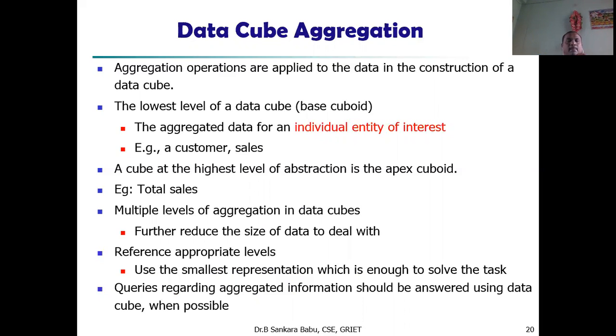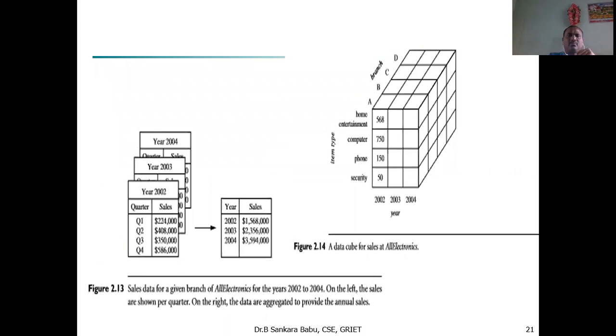Okay, year-wise or quarterly or hourly, like that. Multiple levels of aggregation can also be done on the data cubes, so we further reduce the size of the data to deal with. Then we have to choose appropriate levels. We use the smallest representation which is enough to solve the task. Queries regarding aggregated information should be answered using the data cube when possible. And here is the example of data aggregation, constructing a cube.